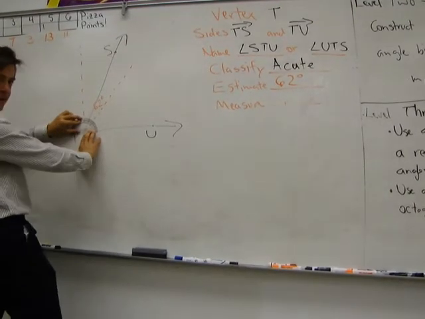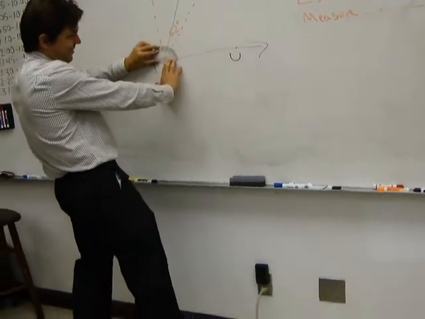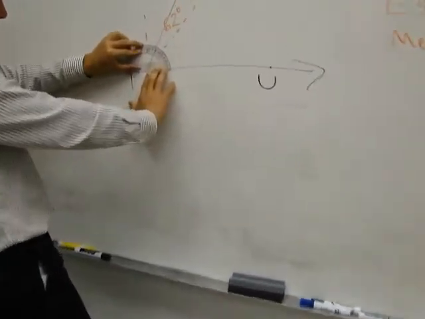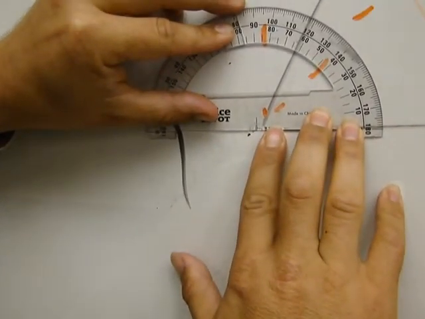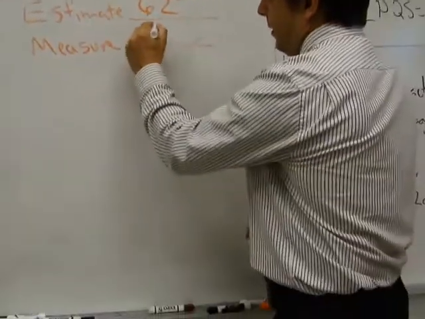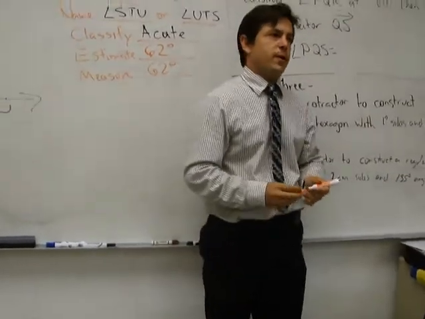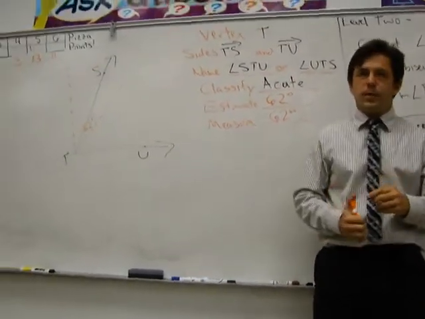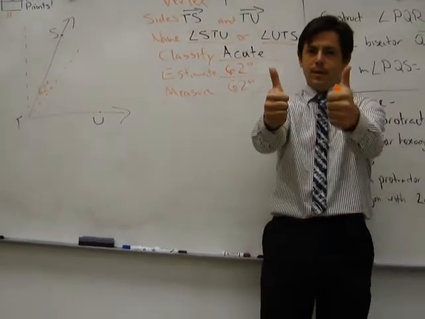Yeah, I don't know if you want to zoom the camera in on this. 62 degrees it is. So, what does that tell you? It tells you that this method is super strong for estimating angles. I hope you understand it. I hope you watch the video. Good luck. See you tomorrow.